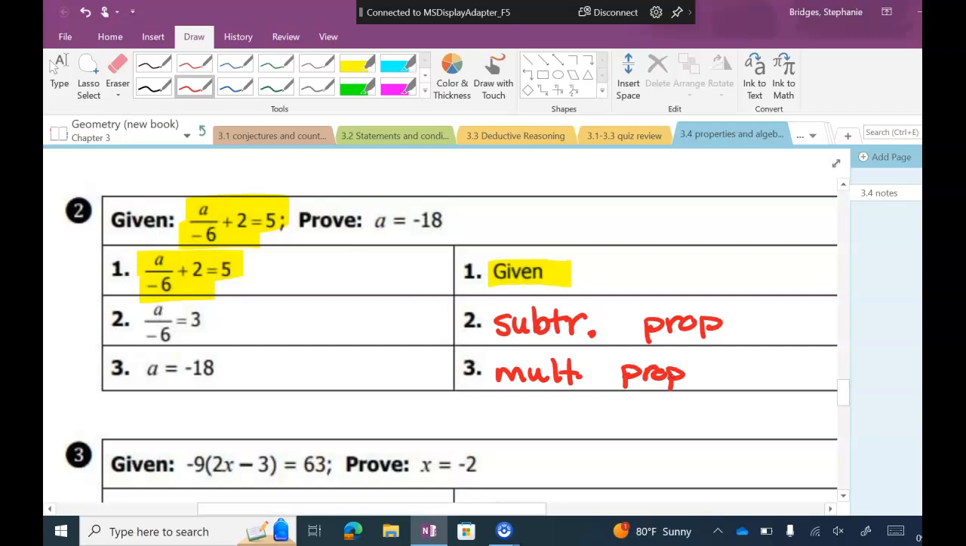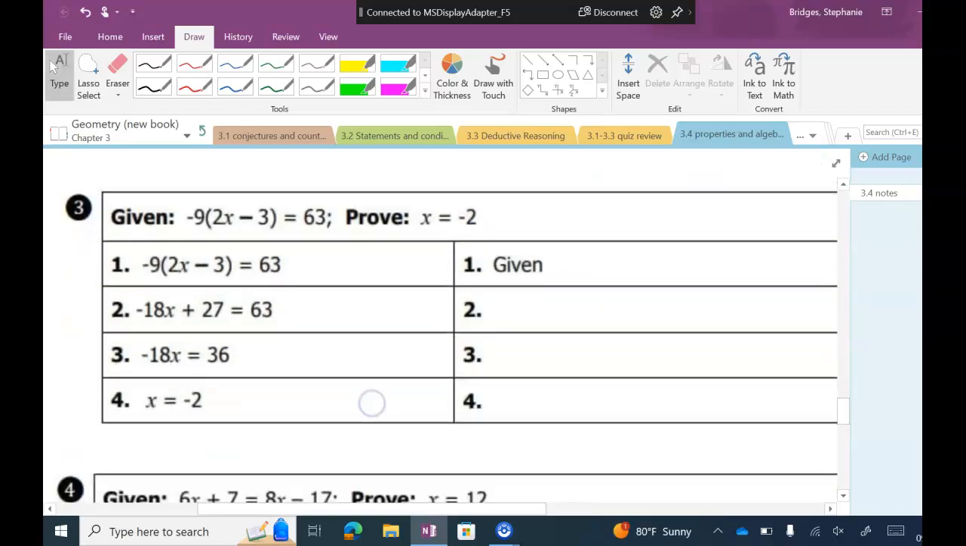Alrighty then, try the third one then. Fill in your reasons for your proof. Remember, your given statement is always first. You want to ask yourself, what did I do to the first statement to get to the second statement?